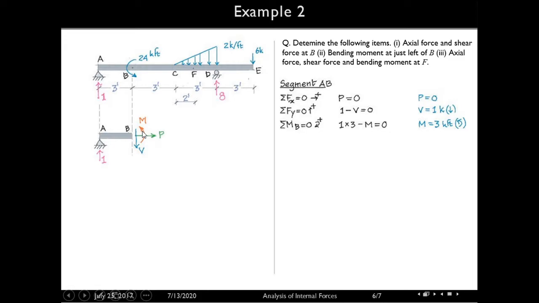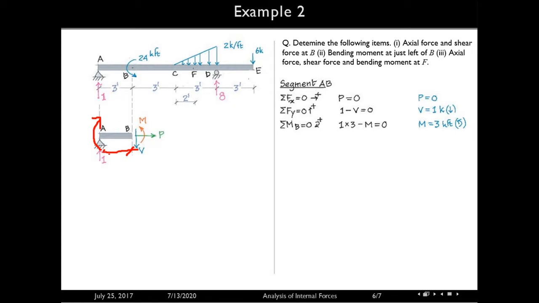As we are asked to calculate the moment at just left of B, taking moment at just left of this B point, we apply it considering clockwise direction as positive. This 1 kip load is creating a rotation in this direction, which is clockwise, and we have considered clockwise as positive, and the perpendicular distance to point B will be 3 feet.